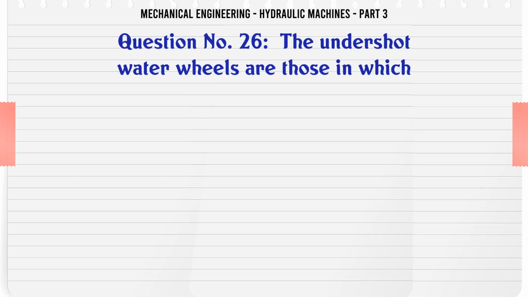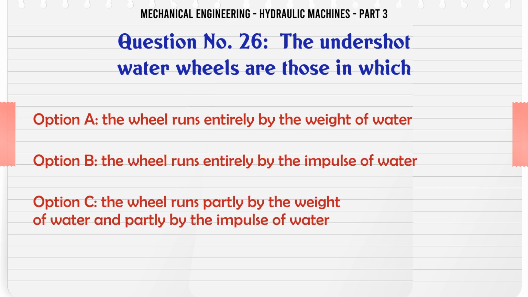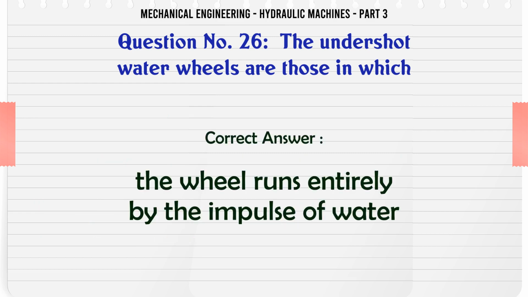The undershot water wheels are those in which: A. The wheel runs entirely by the weight of water, B. The wheel runs entirely by the impulse of water, C. The wheel runs partly by the weight of water and partly by the impulse of water, D. None of the above. The correct answer is the wheel runs entirely by the impulse of water.